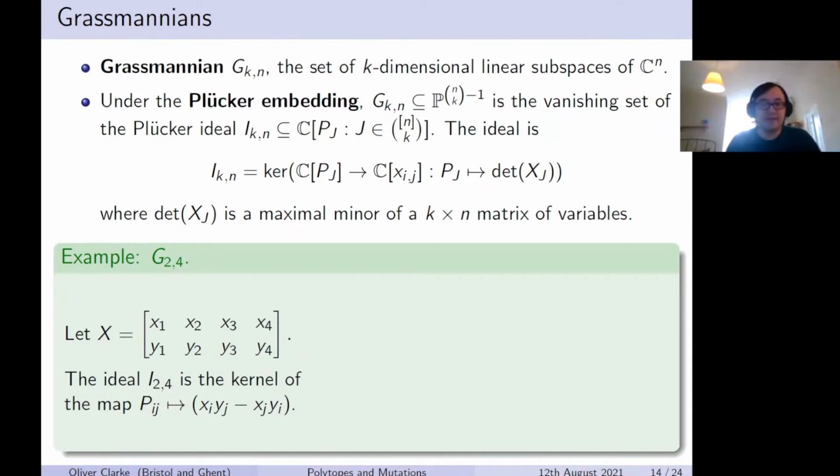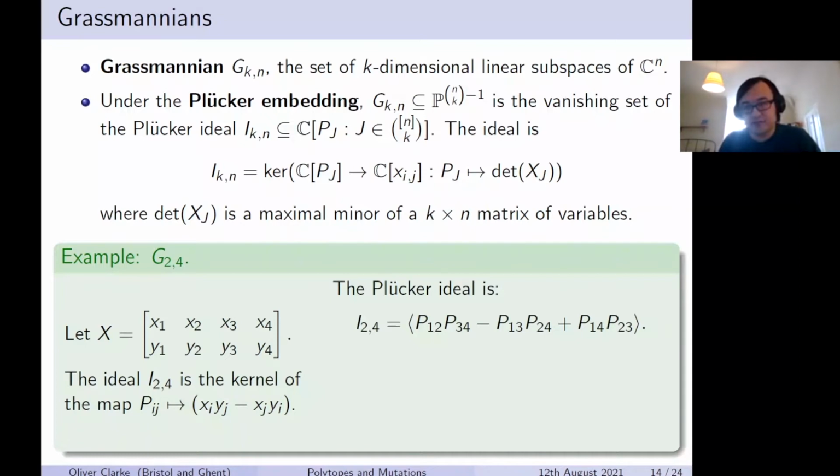So in this case, the Plücker ideal is generated by a single term. And so this is the polynomial. It's a homogeneous quadric. This is true in general for higher Grassmannians. They are all generated by homogeneous quadrics. Well, not necessarily one of them. There could be many generators.